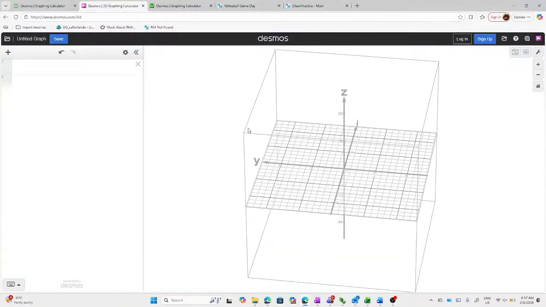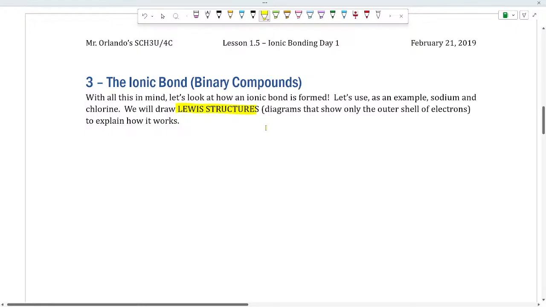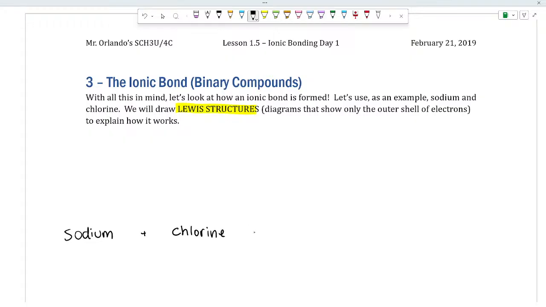So with that in mind, we're going to use the most common example, which is just table salt. Does anyone remember what table salt is? Sodium and chlorine. Very good. If you bond sodium and chlorine together, make them stick together, you will get a compound. Does anyone remember what we call it? Sodium chloride. That's okay, we'll draw it.